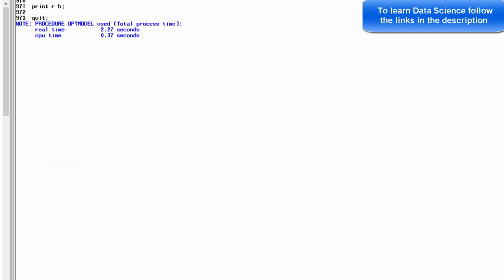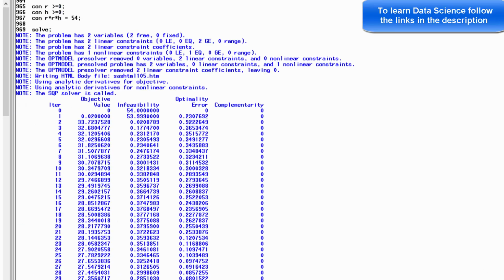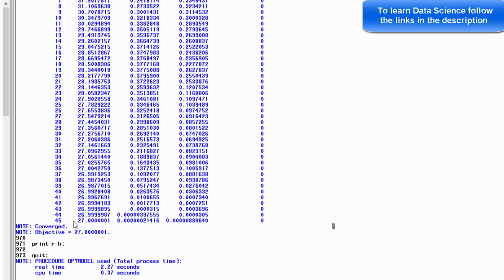Yeah, it ran fine. So the first thing that you need to see is the log. You can see it says that it converged. So your optimization is converged. There will be cases where it's not converged. That means the solution that you are getting is not the optimal solution. It could be one of the solutions, but it's definitely not the optimal solution. But here it says that it's converged. That means our answers will be optimal in nature. So how many iterations it took for us to get to these values? There are 45 iterations that SAS took to solve this problem.